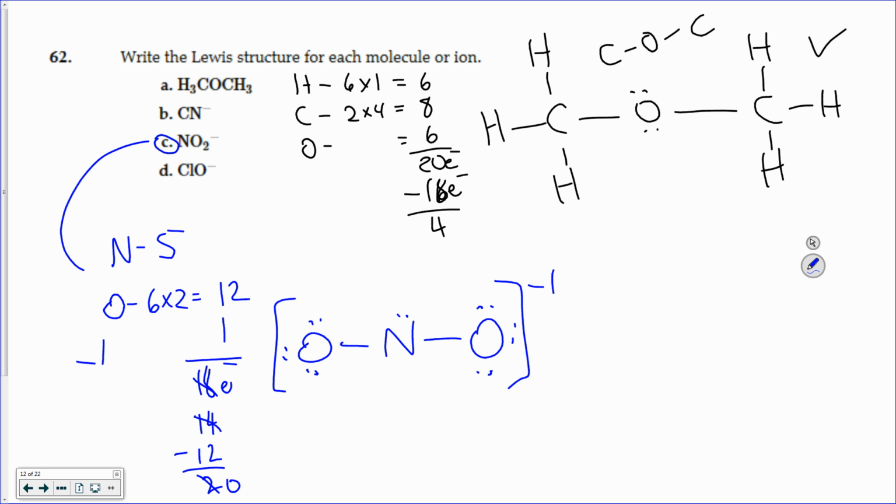Okay, so let's collapse one of the electron pairs down. So let's rewrite it. And collapse one of the electron pairs down.